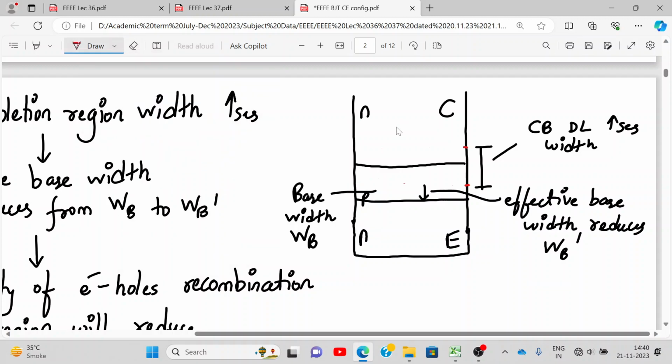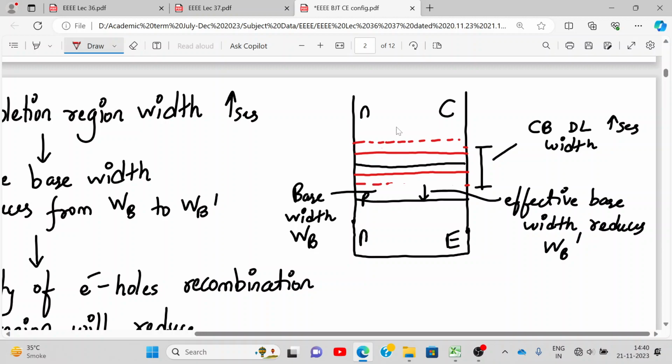Now if I increase the value of VBC, this is my depletion layer, the initial depletion layer, okay? Now I'll make the base collector junction more reverse bias. So what will happen to the depletion layer? It will expand or decrease? Reverse bias, now it will increase. So it will increase like this.